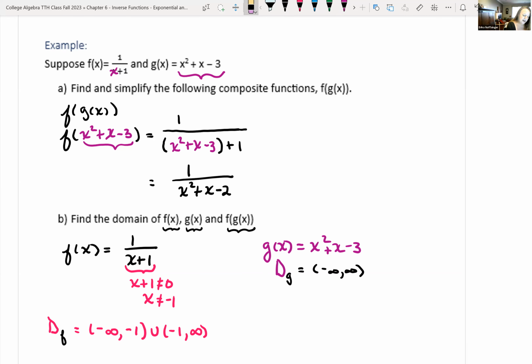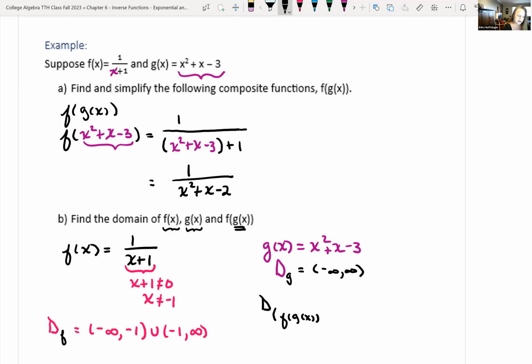So looking at the domain of the composition of the function, we would look first at the inner function and exclude anything that our inner function can't have. Its domain is all real numbers, so we don't have to exclude anything there. We do need to worry, though, about when g of x gives us an output of -1, because we can't plug -1 into our f of x function.